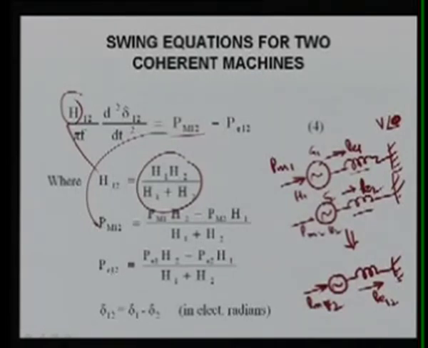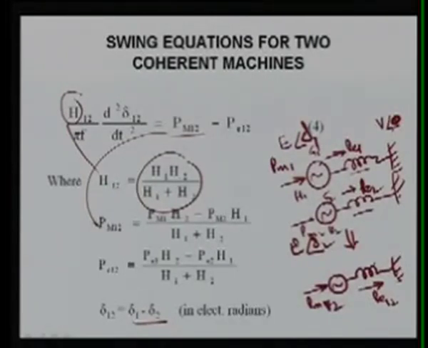Similarly, the combined PE12 will be PE1 multiplied by H2 minus PE2 multiplied by H1, and then divided by H1 plus H2. And for the angles, if this is E1 angle delta 1 and this is E2 angle delta 2, the difference will be delta 1 minus delta 2 with reference to 0, and then we can go for the equivalent.